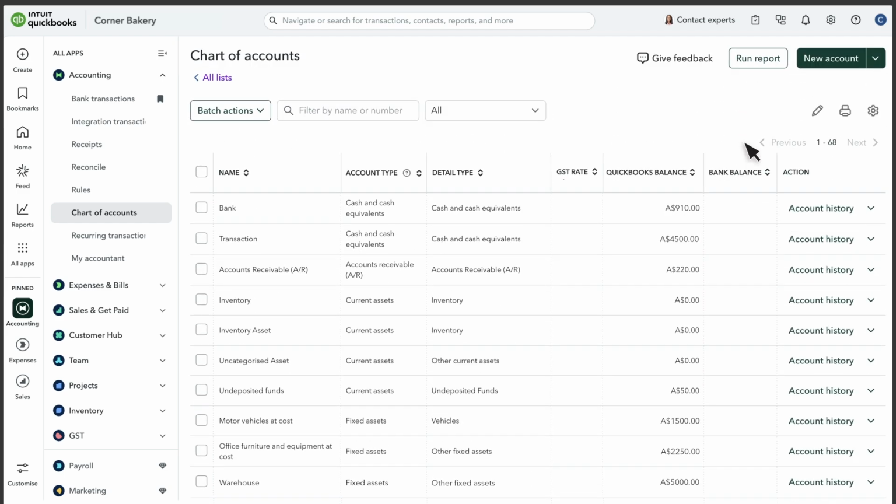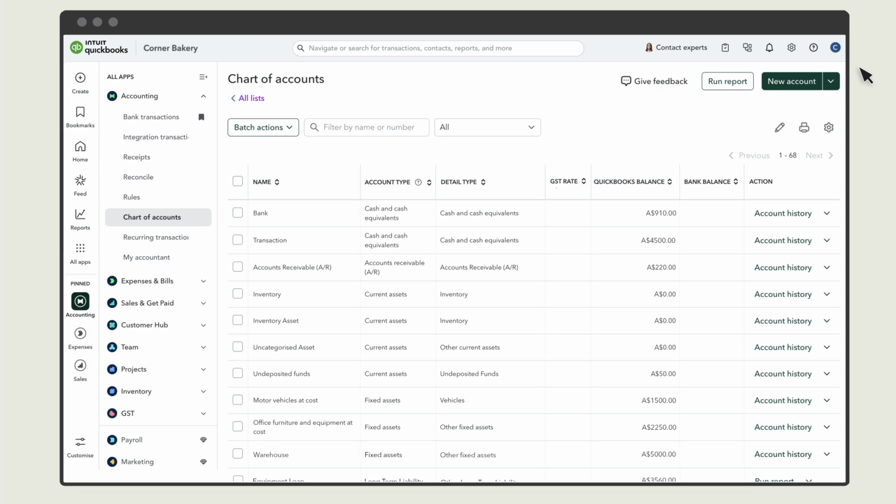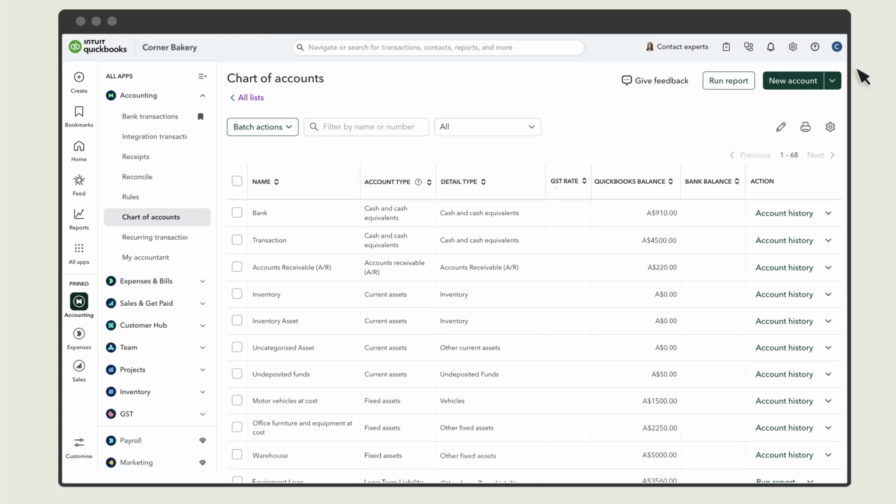QuickBooks comes with many accounts already set up. However, you'll probably want to add some more. When you do, you can add them here. This other video will show you how. Your accounts don't have account numbers by default, but you can check out this video to learn how to turn on account numbers. Note that it's best to work with your accountant to decide which accounts will give you the best insight into your business.